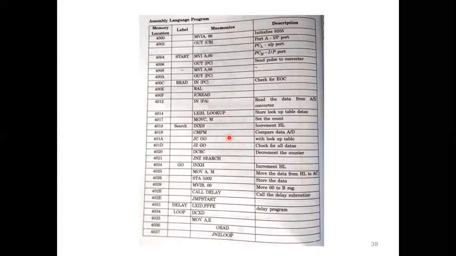This is the assembly language program for executing the temperature control concept. The memory location for the program is 4000. These are the mnemonics. First they initialize the 8255 with MVI A, 98. 98 is the control word register value. If I put 98, it means port A is an input port, port C lower is output, and port C upper is input.